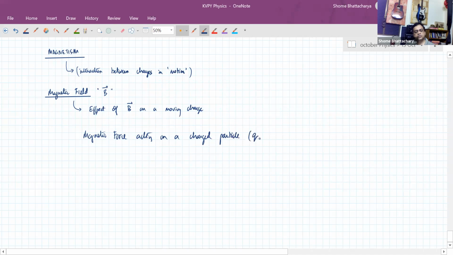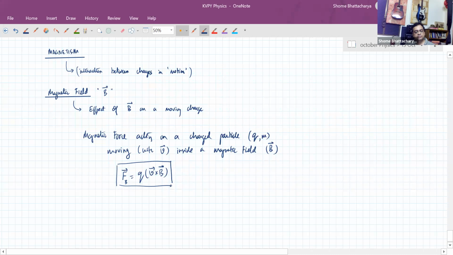Let's say its charge is Q and its mass is m, moving. So the charged particle should be in motion. If it's at rest, it will not experience force. So moving with, let's say, velocity v inside a magnetic field. This magnetic field is given by the vector capital B. So this force, it is sometimes called Lorentz force, but otherwise we call it just magnetic force. It is given by this simple formula, F = Q (v × B). This is one important fundamental formula we have to understand.